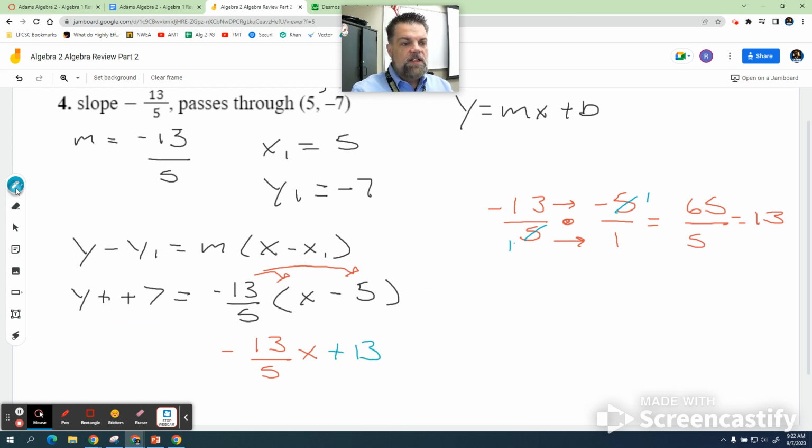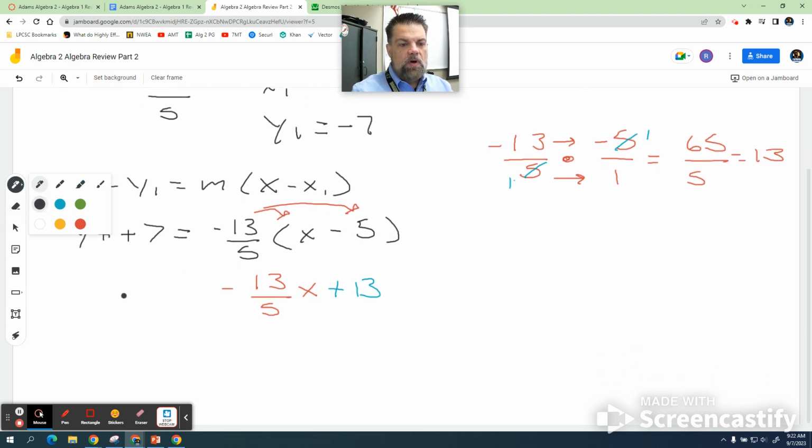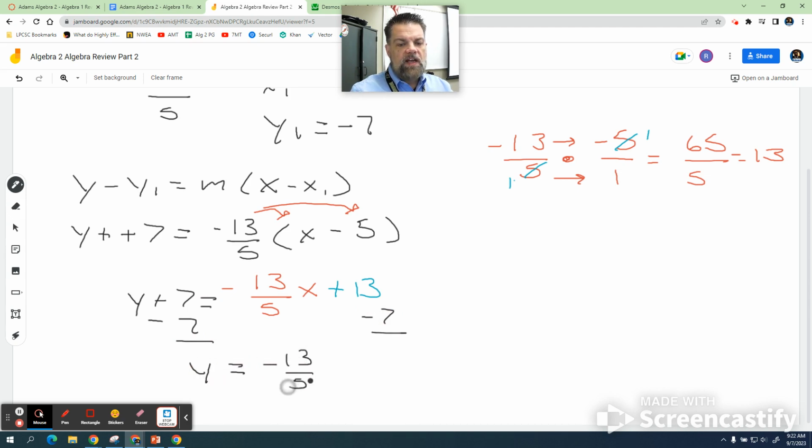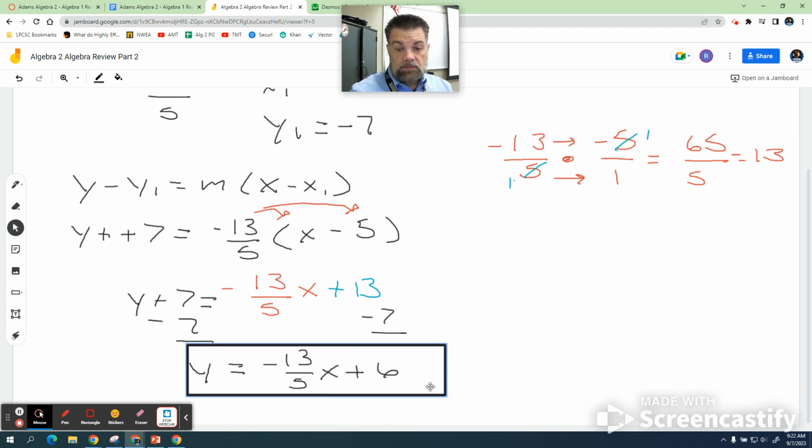And then way over here on this side, I've got y plus 7. I got to subtract 7 from both sides to make it kosher. And I get y equals negative 13 over 5 times x plus 6. Now, one thing that we haven't been doing, and I'm going to start to do, so I've got that there.